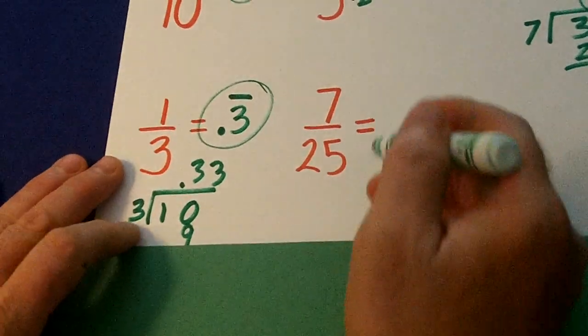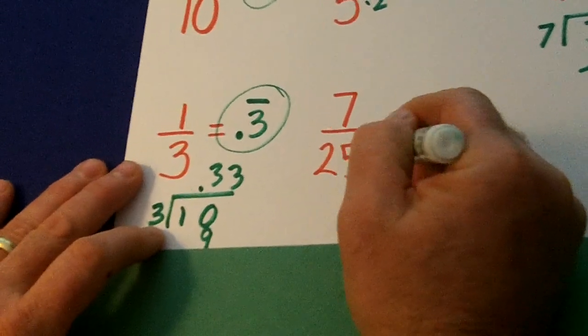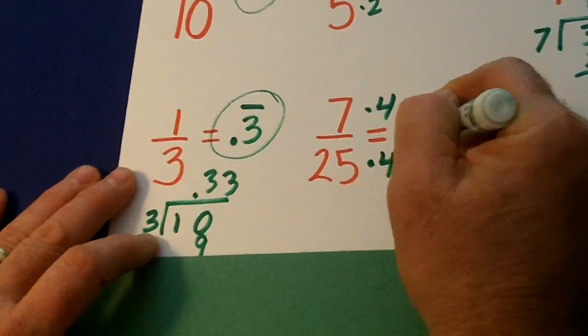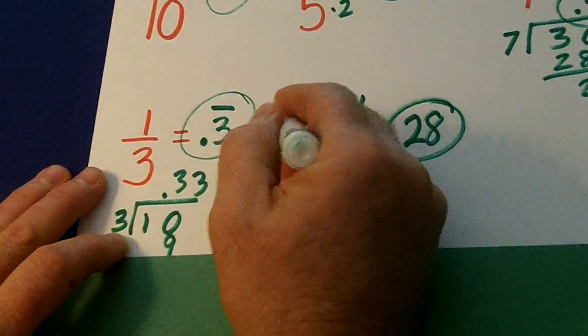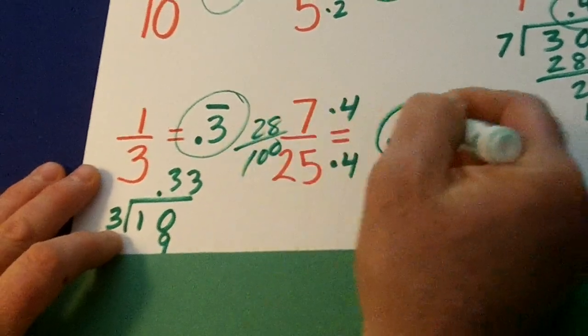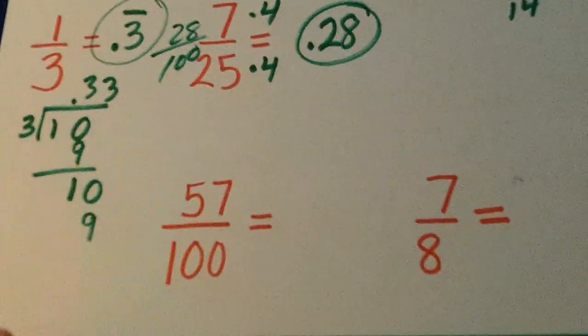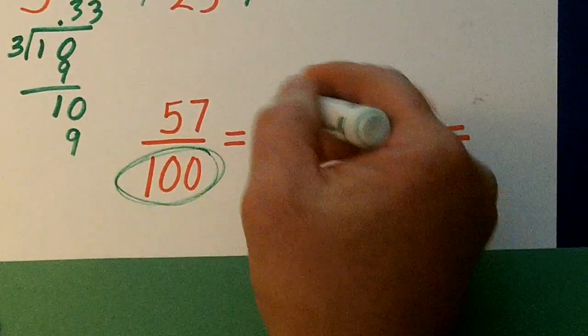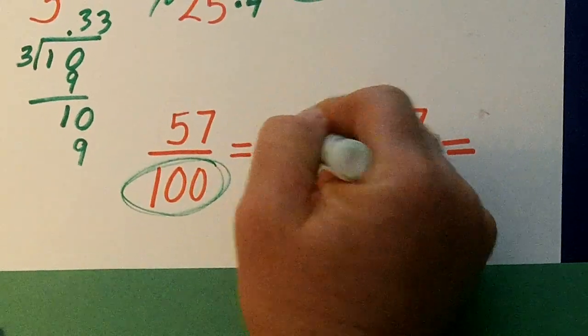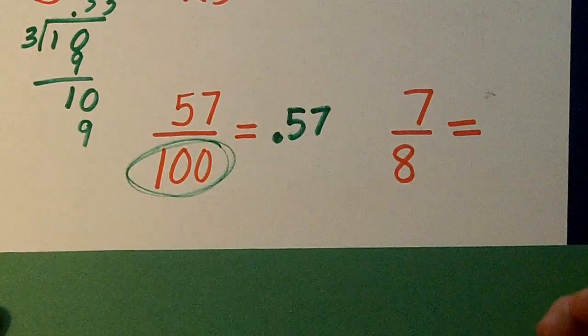7 over 25. Can 25 go into 100? Yes. Times 4, times 4, 28 hundredths. Just like this. 28 over 100. You say it. 28 hundredths. 57 over, ooh, look at that. Hey, we already got hundredths there. We just have to say it. 57 hundredths. There it is.